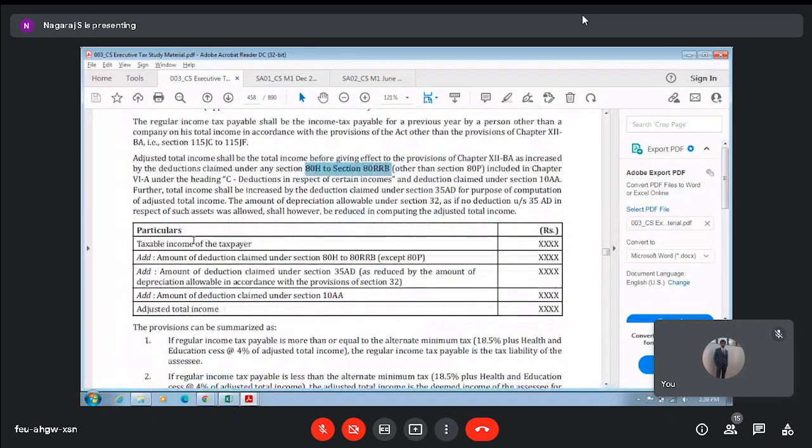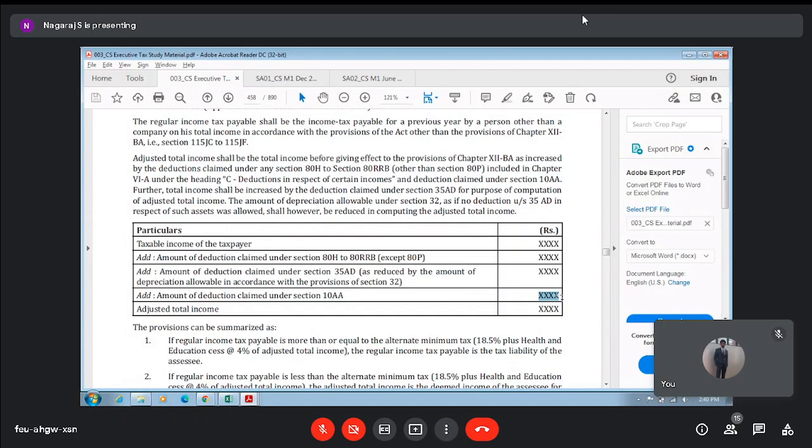See, how the adjusted total income will come? Total income, add deduction under section this. Okay. Next, section 35AD, whatever the amount you have claimed, deduct that one. 10AA deduction. How much 10AA?